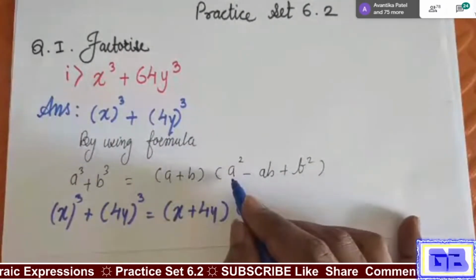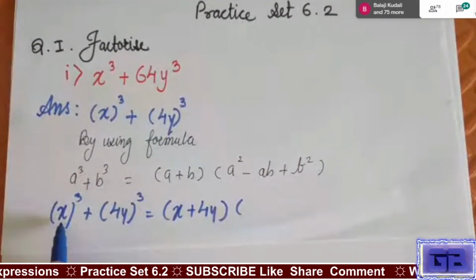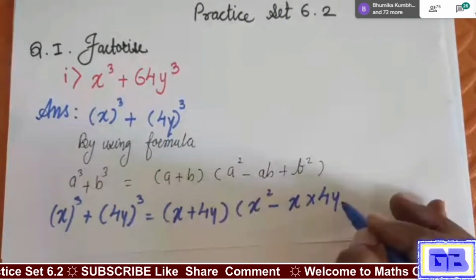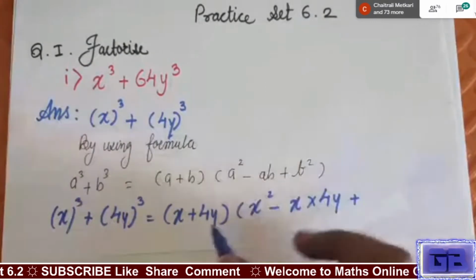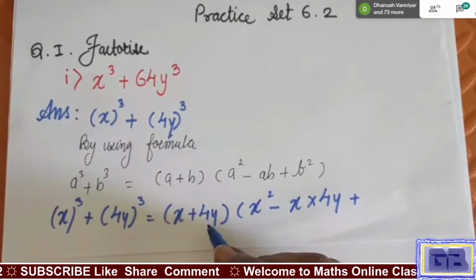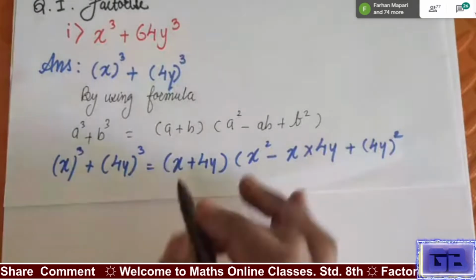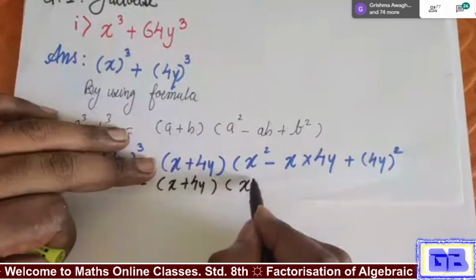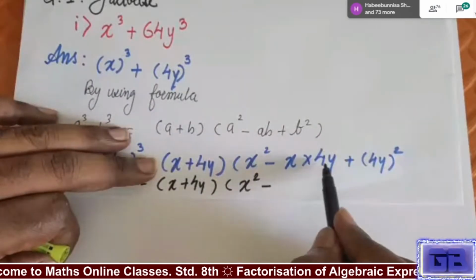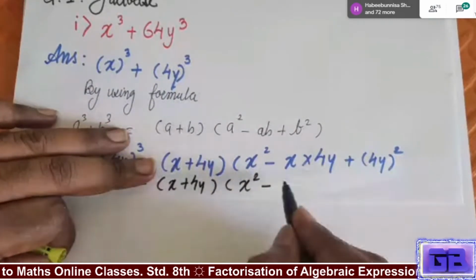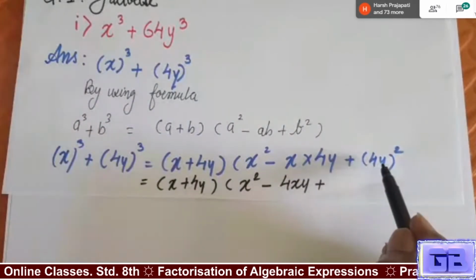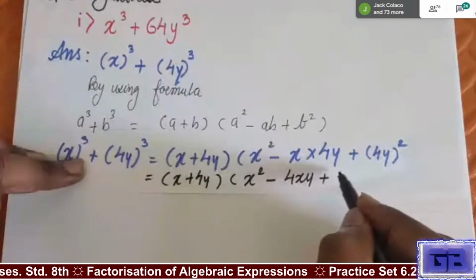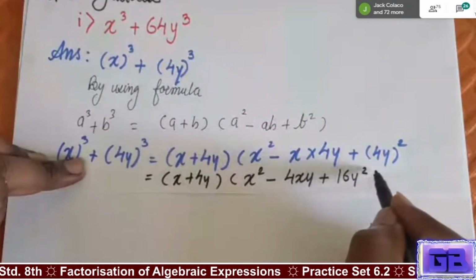In the second bracket, a square means x square, minus a into b, x into 4y, plus b square means 4y square. The final answer is: first bracket as it is, in the second bracket x square minus, multiplying here, 4xy, plus the square of 4 is 16 and the square of y is y square. We write 16y square, bracket close.